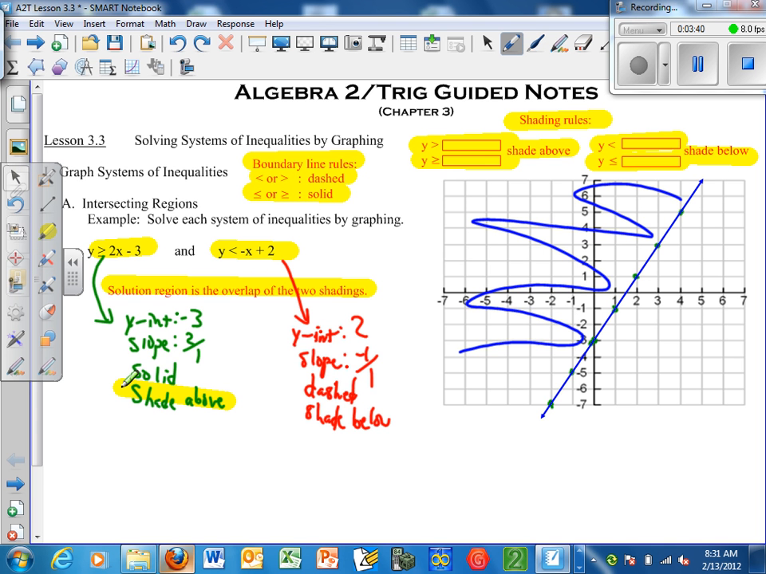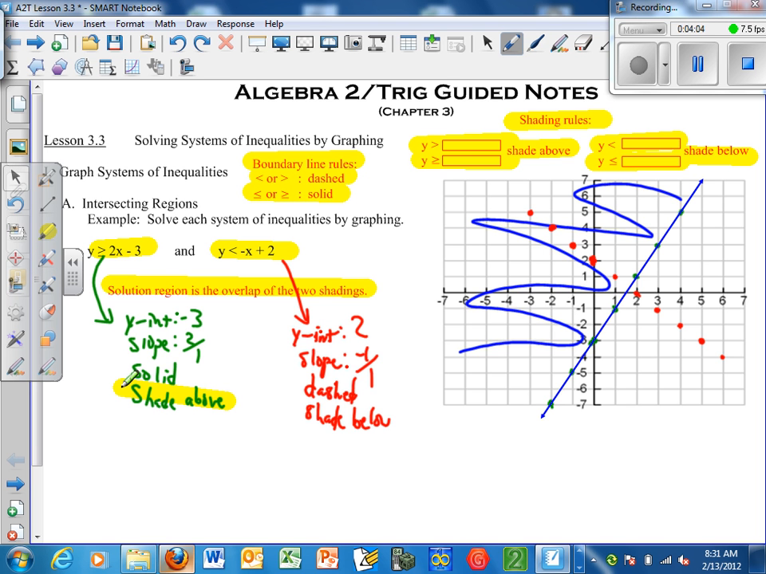So let's graph that one. Let's plot the points here first. The y-intercept is 2, so we're right here. Down 1, right 1, -1 over 1, so down 1, right 1, down 1, right 1. We basically have these points on that boundary line. If I went the other way, up 1, left 1, up 1, left 1.